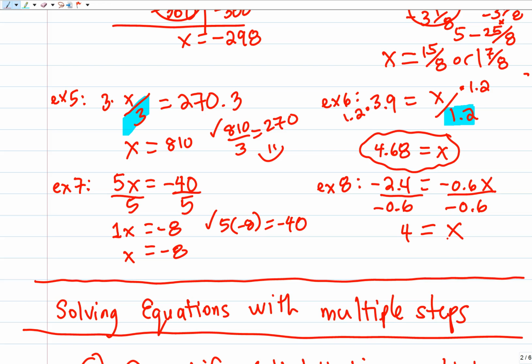Could you check it? Right? What is negative 0.6 times 4? Then see how we can check these. So please be careful on this. All of this should have been reviewed. We've had notes on this before.